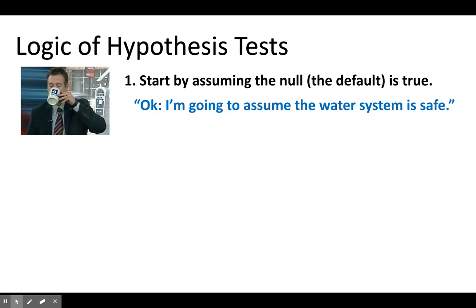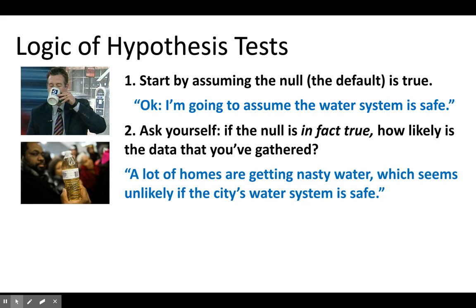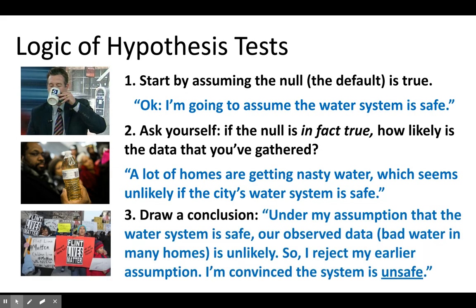So again, we're going to do a hypothesis test. Remember the logic here. Start by assuming that the null is true. So we're going to start by saying, okay, the water is safe. But then we're going to ask ourselves, if it's in fact true, how likely is the data that I've gathered? A lot of homes are getting nasty water, which seems unlikely if the city's water system is safe. And then we're going to draw a conclusion. Under my assumption that the water system is safe, the observed data is unlikely, so I will reject my earlier assumption. So that's the process that we're hoping to go through, but I need to calculate some values first.